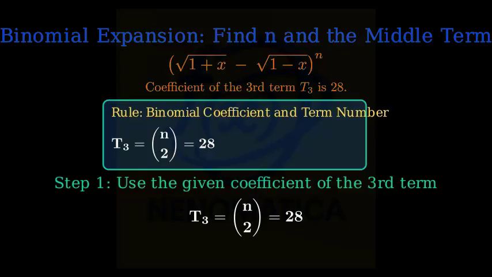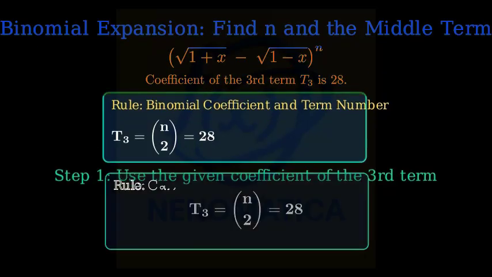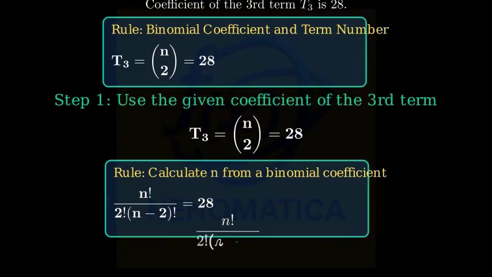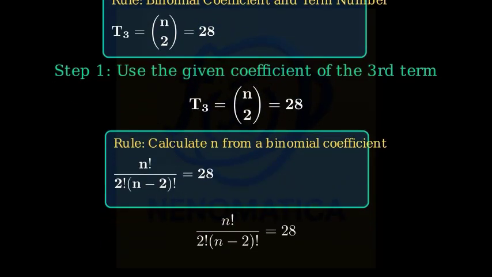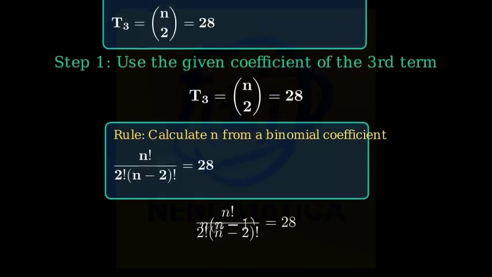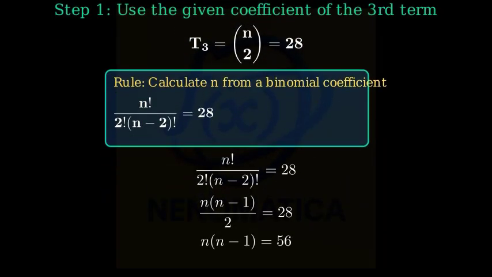Next, write n choose 2 using factorials. That is n factorial over 2 factorial times n minus 2 factorial equals 28. Cancel the factorials to get n times n minus 1 over 2 equals 28. Multiply both sides by 2 to get n times n minus 1 equals 56.